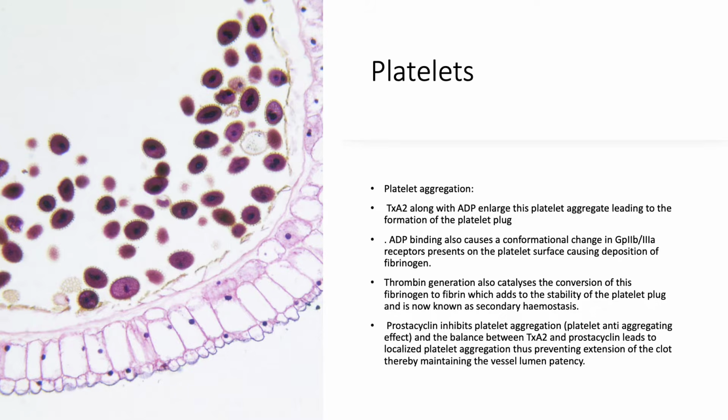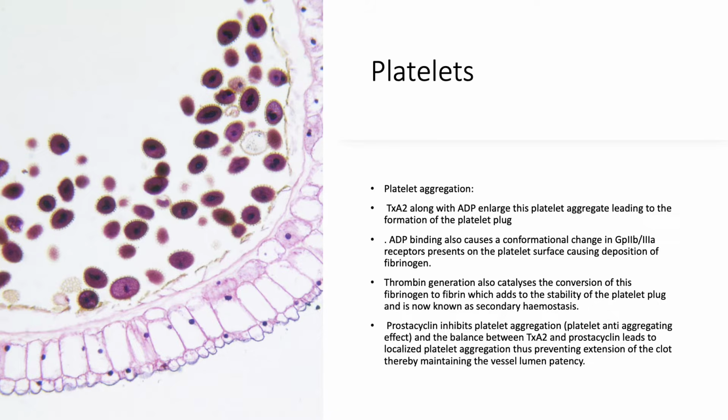Platelet aggregation continues with thromboxane along with ADP, which enlarge the platelet clot formation, and ADP binding also causes a conformational change in the GP2B/3A receptors present on the platelet surface, causing deposition of fibrinogen. Thrombin generation also catalyzes the conversion of this fibrinogen to fibrin, which adds to the stability of the platelet plug and is now known as secondary hemostasis.